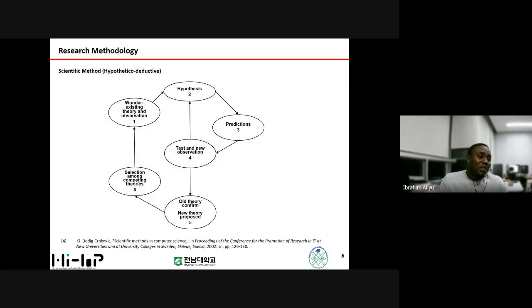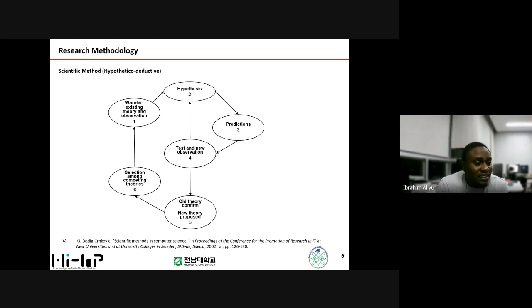The basic method, we learned this in basic science in primary school and secondary school. First is observation, and then a hypothesis is synthesized, then you predict or carry out analysis and test it. The new observation confirms the old one, or then I propose a new one, and then select among the competing theories. But the question is, what is this observation? Does it mean you do like Isaac Newton, who just sat down and observed the leaves falling and then discovered the Newton laws? What do you need to do in this our age?